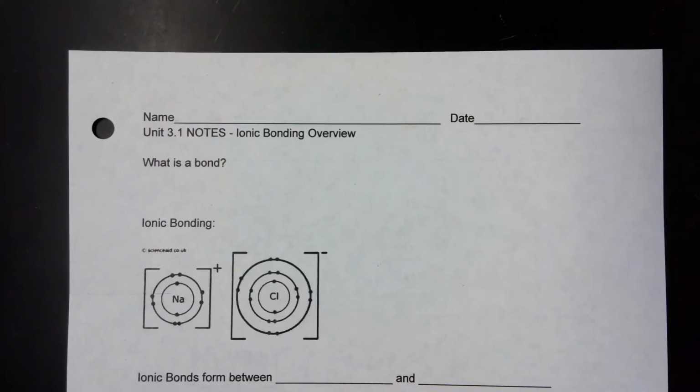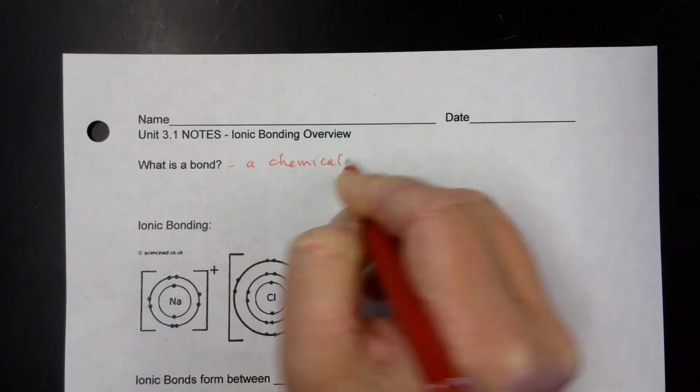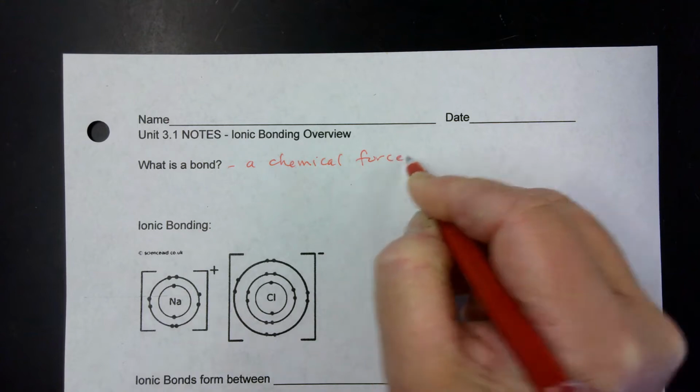In this video lesson, we're going to take you through an overview of ionic bonding, starting with the question, what is a bond? A bond is a chemical force holding atoms together.